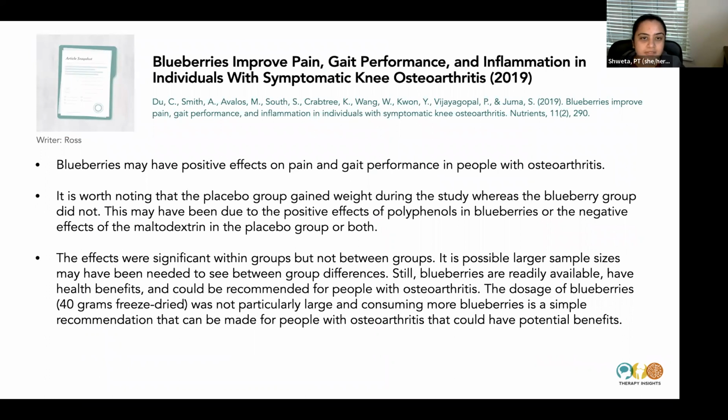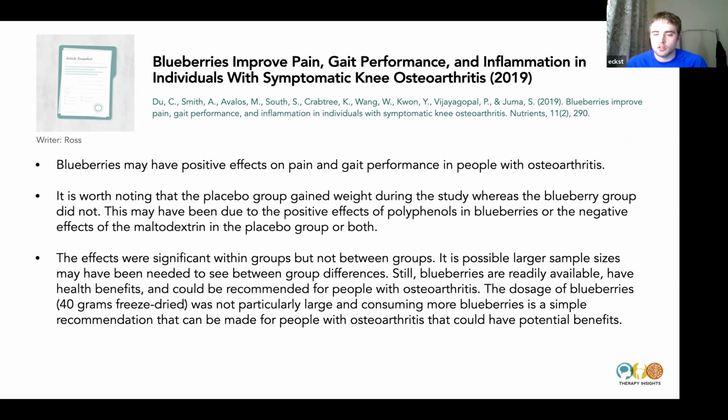All right. Our next resource is an article. This was also produced by Ross about blueberries improving pain, gait performance, and inflammation in individuals with symptomatic knee osteoarthritis. Yeah, so this study was kind of in line with that piece that I just talked about. Essentially, this was a study where they used freeze-dried berries. I can't remember the dose, right? Oh, 40 grams of freeze-dried berries, which is not a particularly large dose of berries.